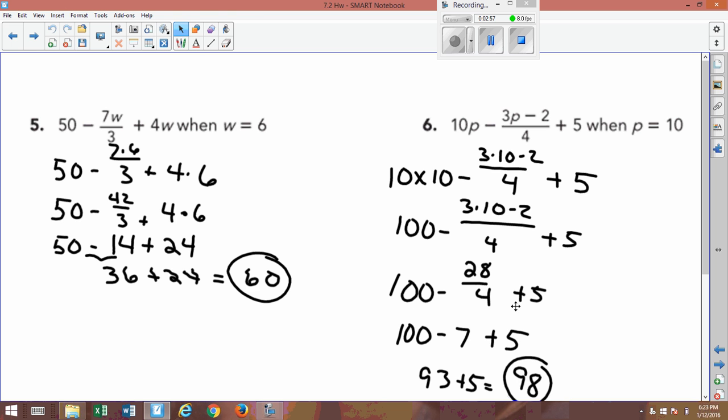Over 4 plus 5. So we do 100 minus 28 over 4. Well, we got to divide before we add and subtract. So then we do 100 minus 7 plus 5. 100 minus 7 is 93. Plus 5 is going to be 98.